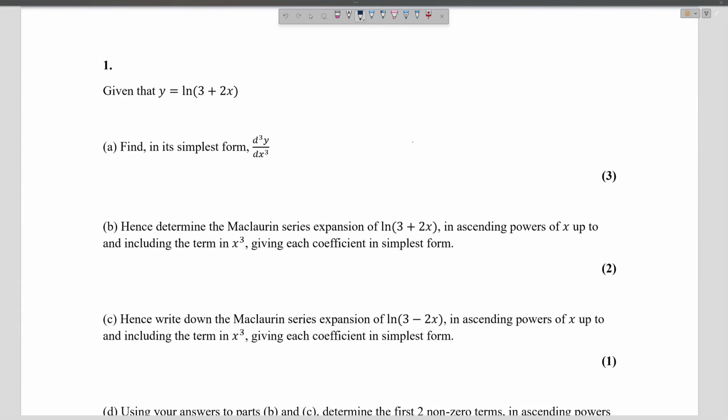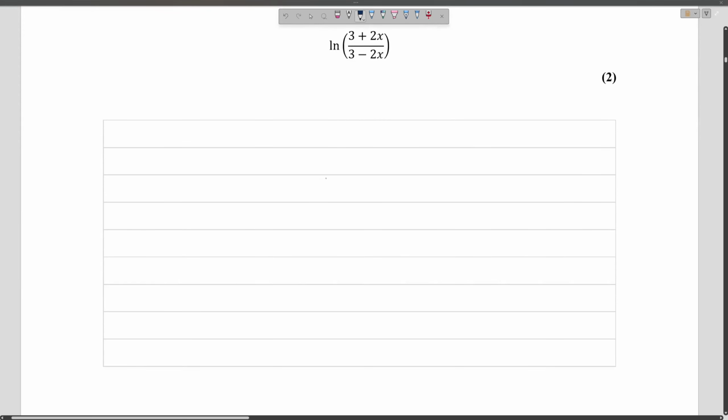So let's just get started here then with question 1. Now, as we can see for question 1, we're given that y is equal to the natural logarithm of 3 plus 2x. For part A, all we want to do is find, in its simplest form, the third derivative of y. As we can see, 3 marks for this, all things considered, is pretty generous. So let's scroll down and have a go at part A.